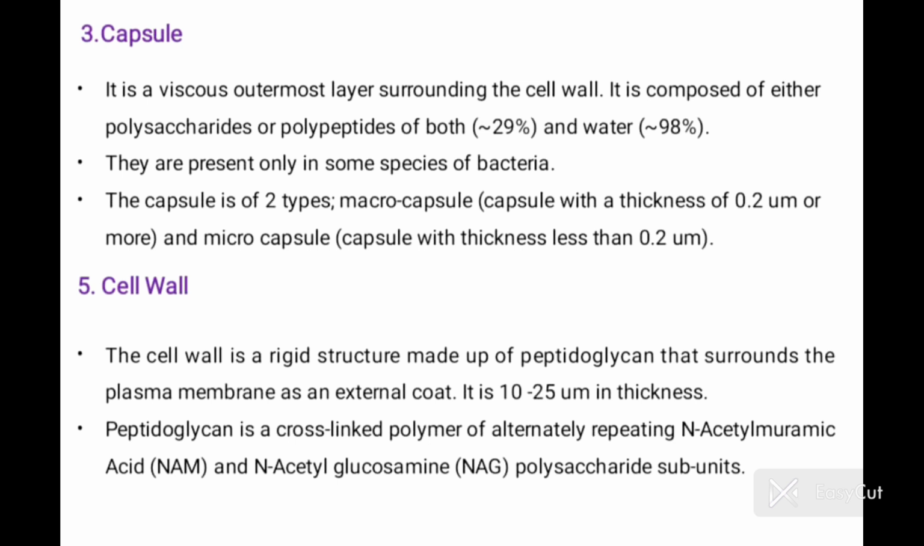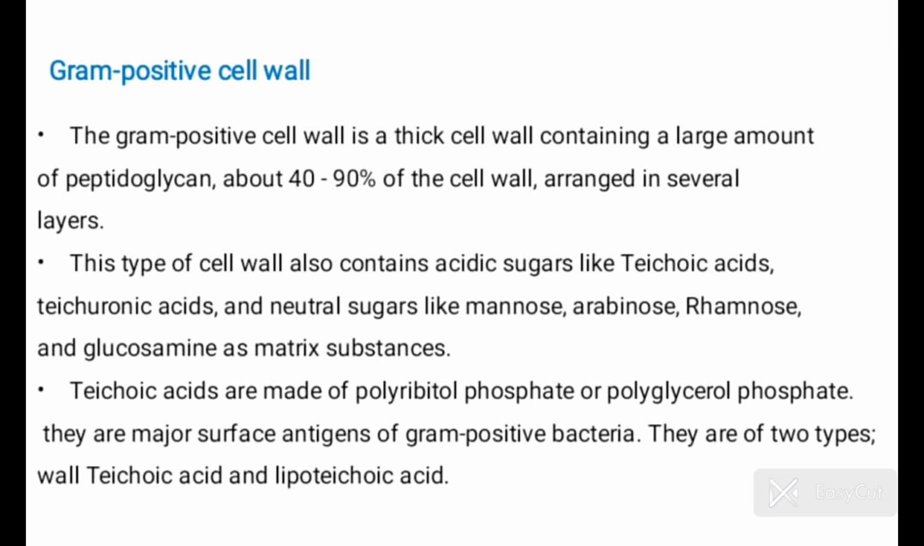Fifth, cell wall. The cell wall is a structure made up of peptidoglycan that surrounds the plasma membrane as an external coat. It is 10 to 25 micrometer in thickness. Peptidoglycan is a cross-linked polymer of alternately repeating N-acetylmuramic acid and N-acetylglucosamine polysaccharide subunits. Gram-positive cell wall. The gram-positive cell wall is a thick cell wall containing a large amount of peptidoglycan, about 40 to 90% of the cell wall, arranged in several layers.